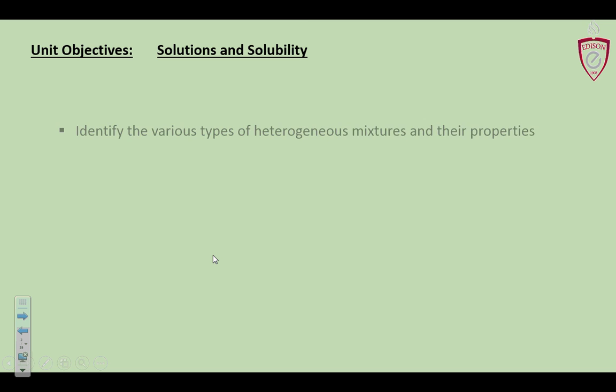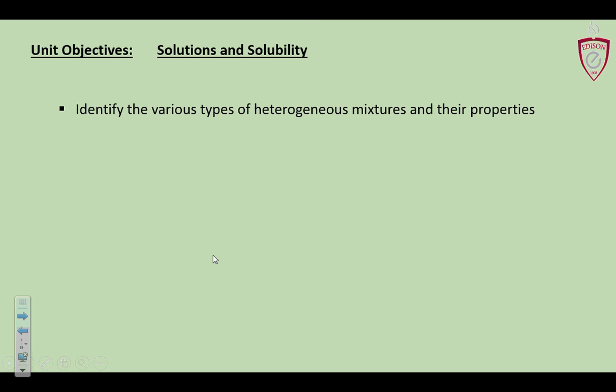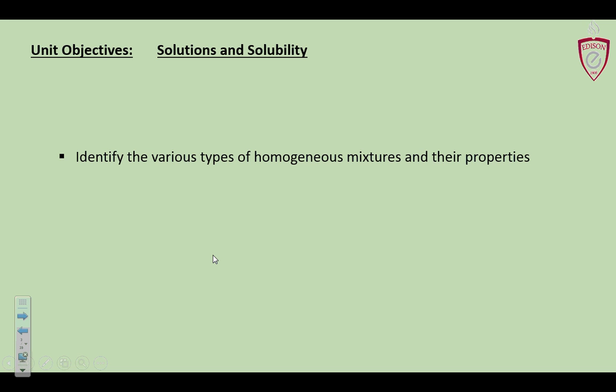Moving on. So identify the various types of heterogeneous mixtures and their properties. There's no heterogeneous mixtures, there's homogeneous mixtures and their properties. So, colloids, oh, that's right. There are mixtures that are not the same all the way through. They're colloids and suspensions. There you go. And there are some that are the same all the way through, and those are called alloys and solutions. And so those are our main focus this unit, the solutions.